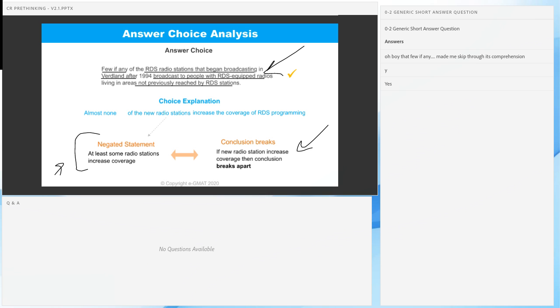But the beauty of this is if you go through the last module in the CR course, it is an error log. And this is one of the classical error traps. You get everything right, but you don't focus on understanding what the answer choice is saying. And this is one of the key categories in your error log.